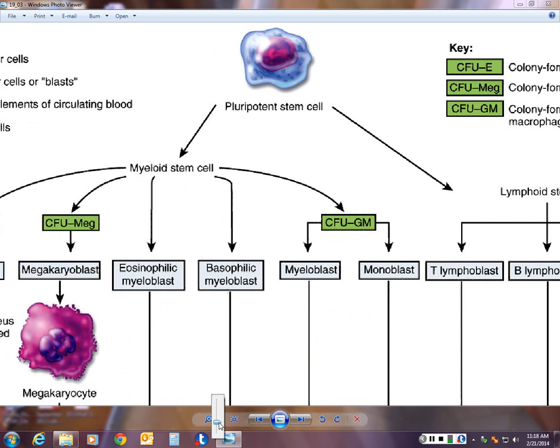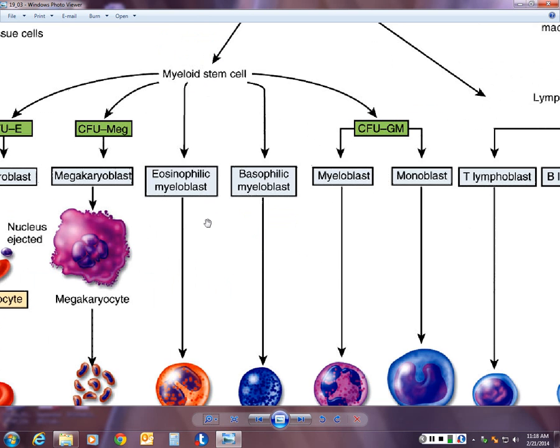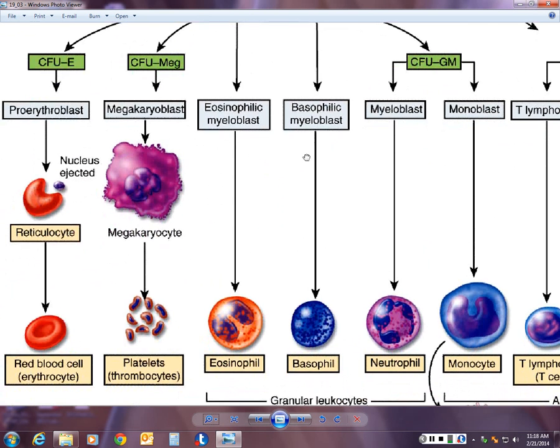Now, when your body needs the pluripotent stem cell to become one of the formed elements, that pluripotent stem cell has two options. It can either become a myeloid stem cell or a lymphoid stem cell. Once you've taken that step of differentiation, the options are a little bit more limited. Let's deal with the formed elements that arise from the myeloid stem cell line first.